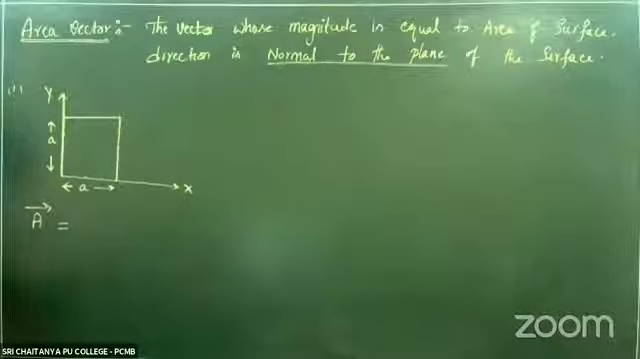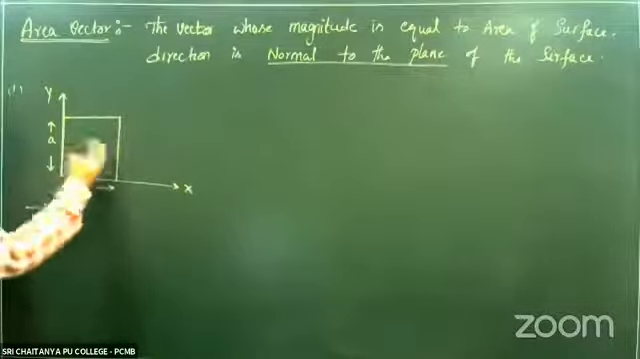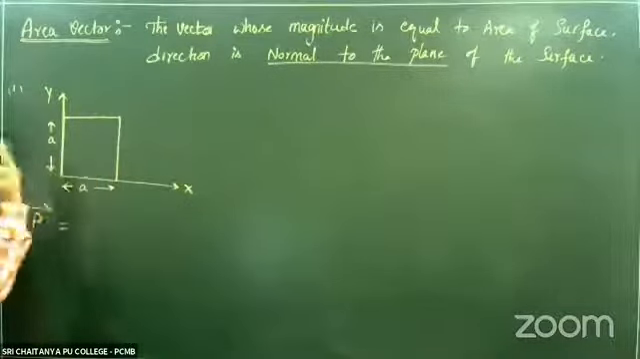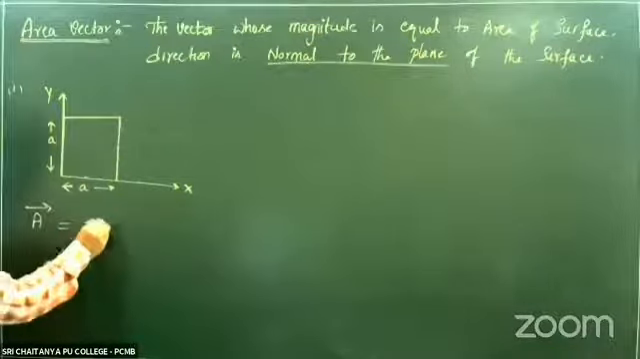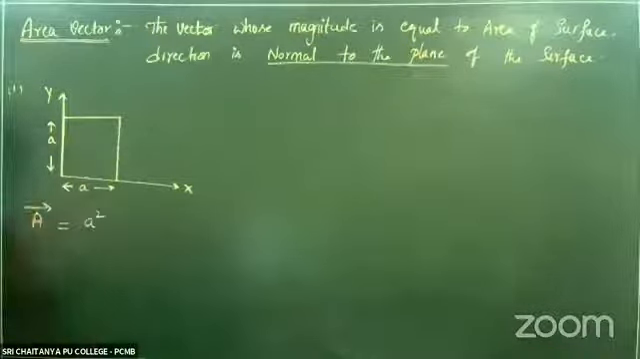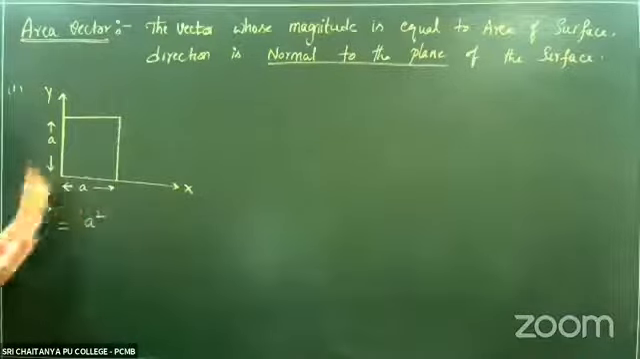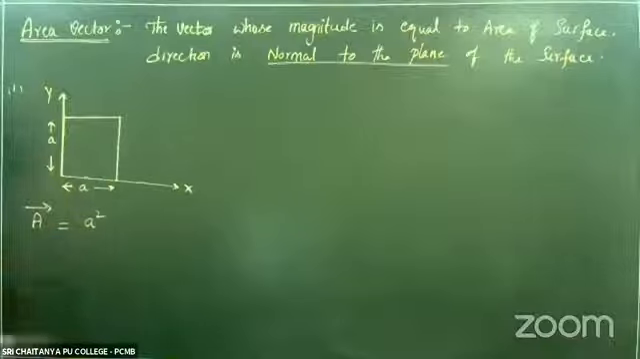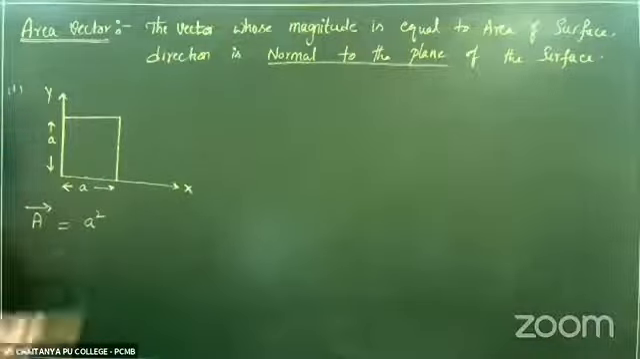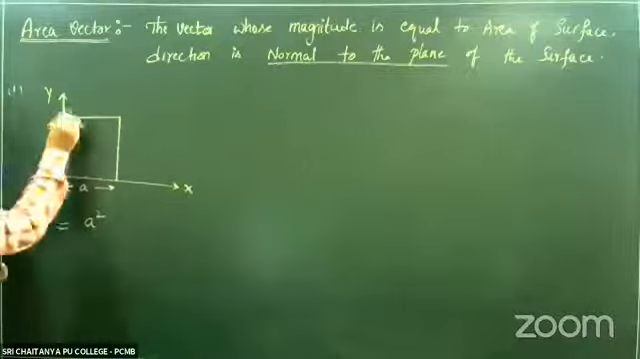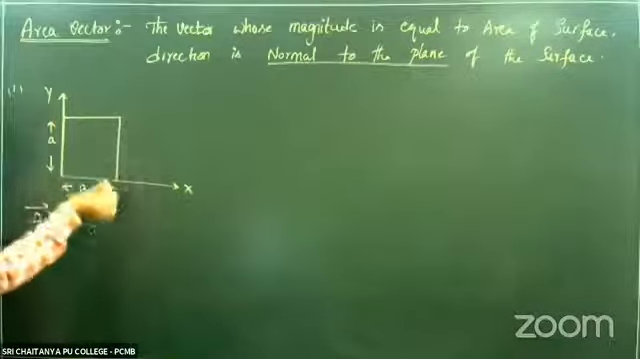A bar. What is the area of this surface? It is a square one. Sides are A and A. Area is A squared. Okay. So this is the magnitude of this area vector. And what is the direction? Direction is normal to the plane of the surface. So for finding that, you have to see in which plane it is. It is in XY plane.